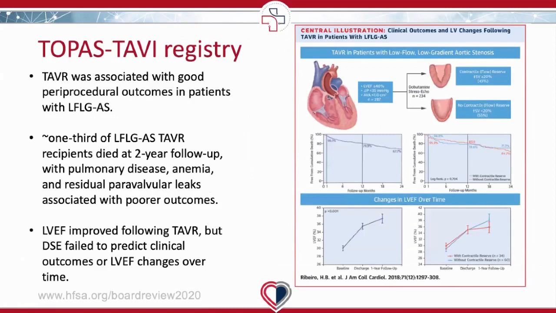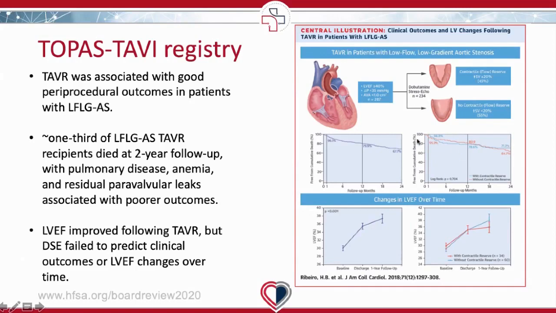Now, newer data from the TAPIS TAVI registry included 287 patients with low flow, low gradient aortic stenosis who underwent TAVR. And DSE was performed before TAVR in 234 patients. The presence of contractile reserve was defined again as having that 20% increase in stroke volume. And then they repeated the echo at hospital discharge and at one-year follow-up. And you can see the clinical results here.